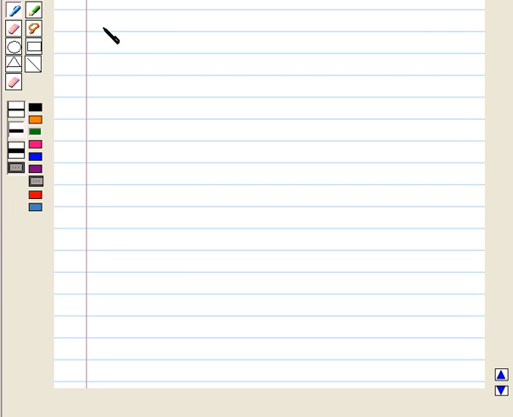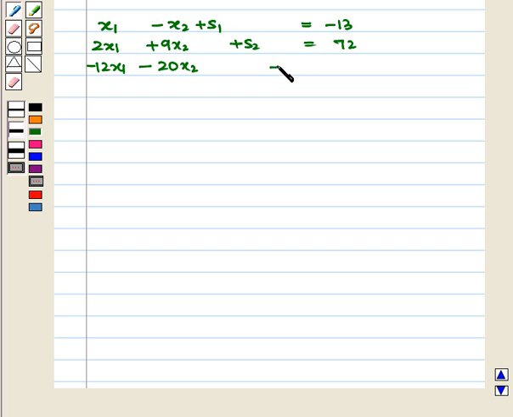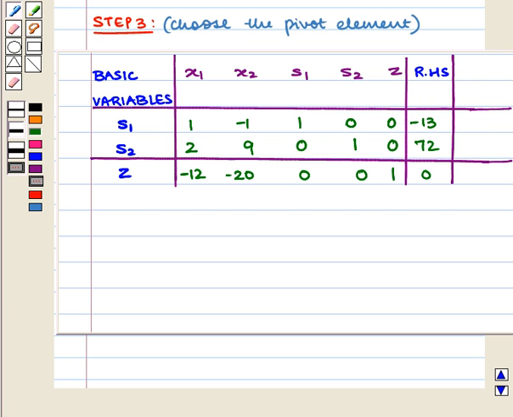So we have the following equations: x1 minus x2 plus s1 is equal to minus 13, 2x1 plus 9x2 plus s2 is equal to 72, minus 12x1 minus 20x2 plus z is equal to 0. Now we have to choose the pivot element. This is our initial simplex table.